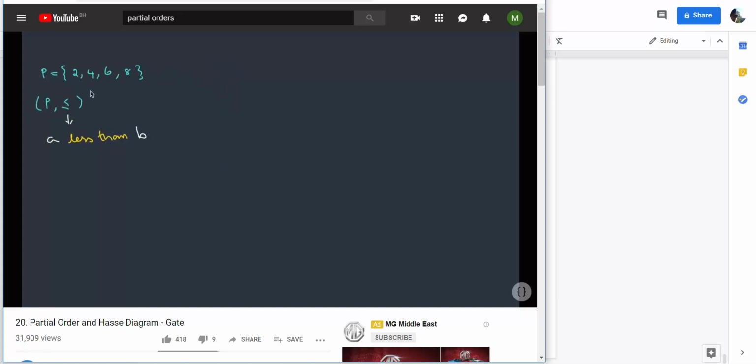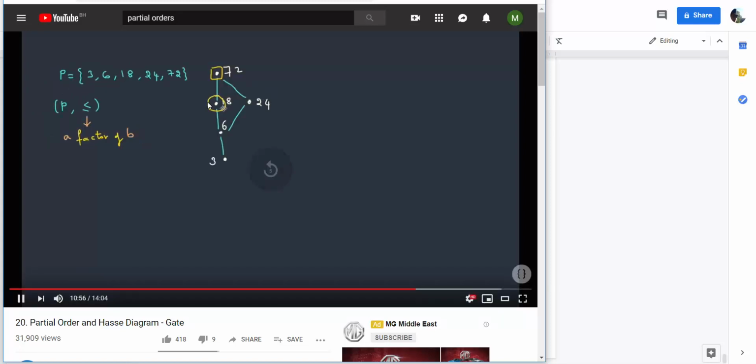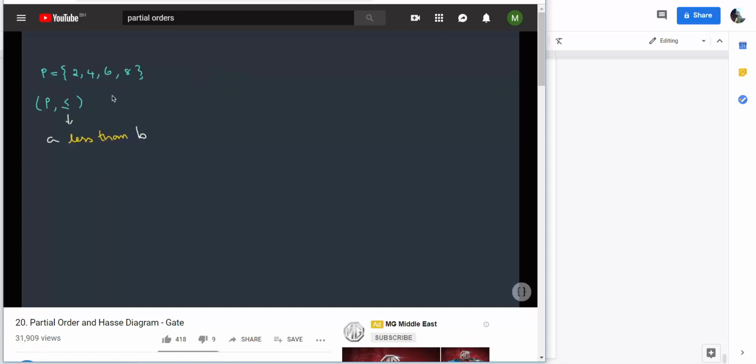Let's draw a Hasse diagram for this as well. Here we have a set P of 2, 4, 6, 8 and the partial order defined is A less than B. So let's start with the first node, that is 2.